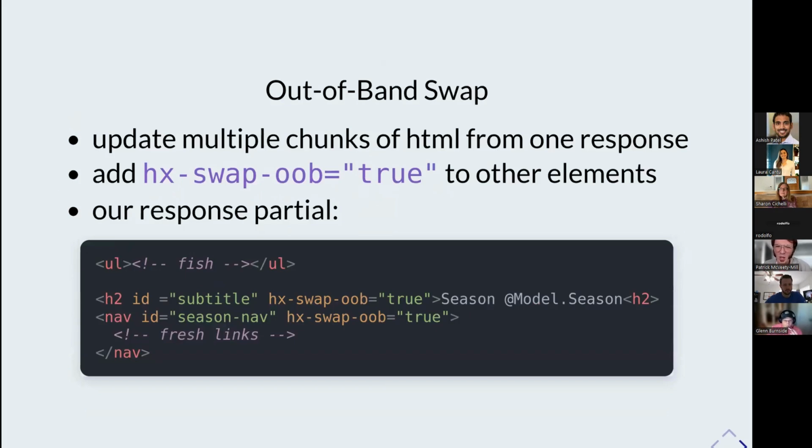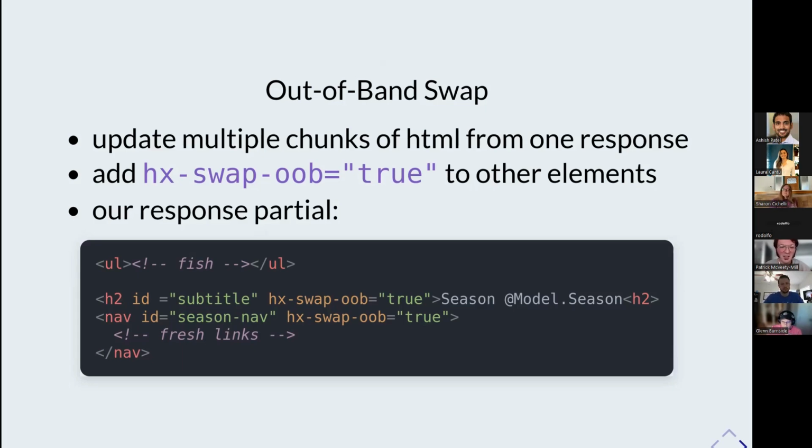We could also do what's called an out-of-band swap. And this is where HTMX gets a little magical, one of the places. This lets you update multiple chunks of HTML from just one response. So if we put the attribute hx-swap-oob="true" on other elements in that response, it's going to find them and do something special with them.